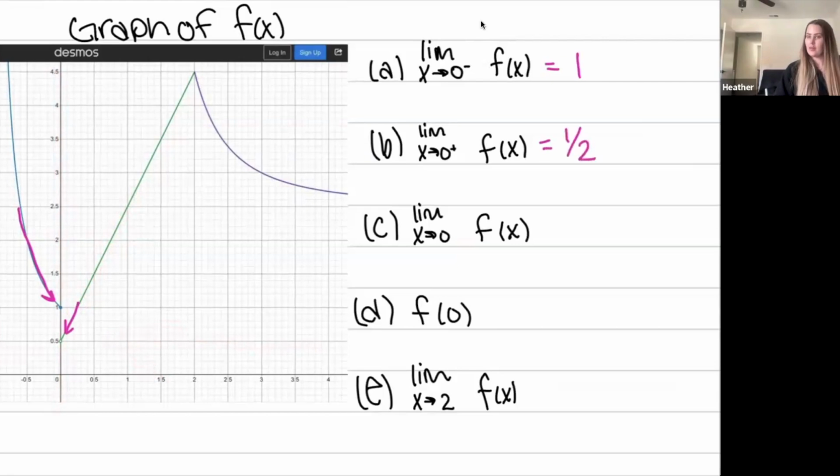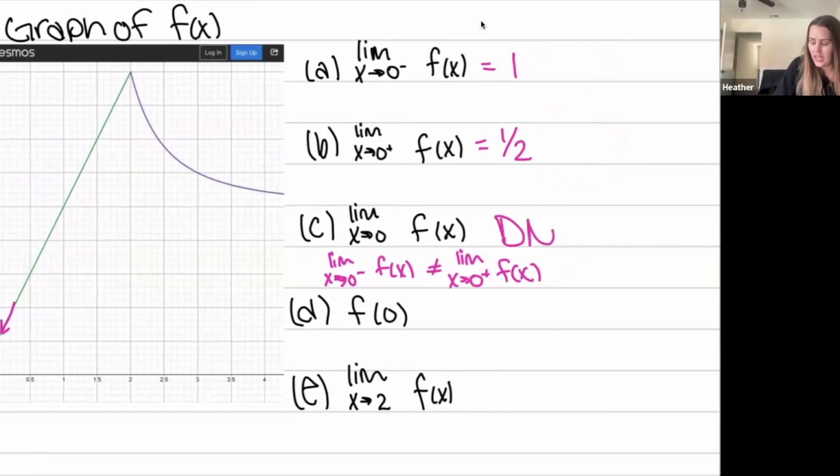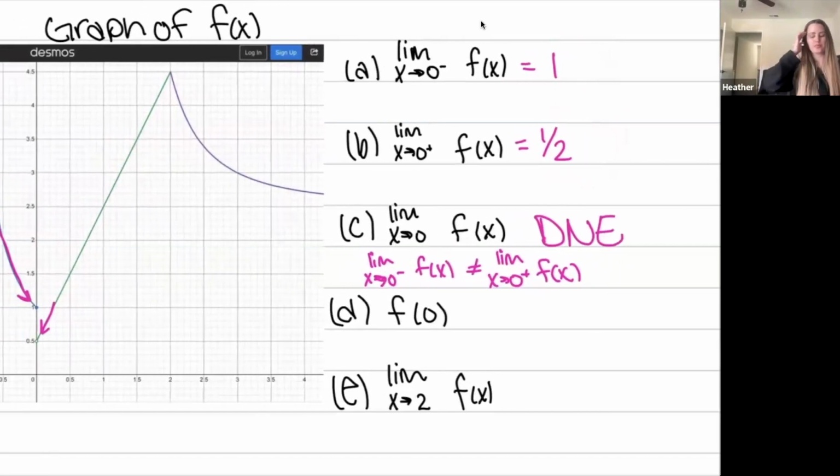Now I want the limit as x approaches 0. Notice that we don't have a plus or minus here, so I just want the limit as is. From the last video, if you remember, our big deal alert theorem was that for the limit to exist, the limits from the left and the right have to be equal. So the limit as x approaches 0 from the left does not equal the limit as x approaches 0 from the right, correct? Because I got 1 here and 1/2 here. Not the same. So that means this limit, unfortunately, does not exist. I'm going to say DNE, does not exist. The limit does not exist.